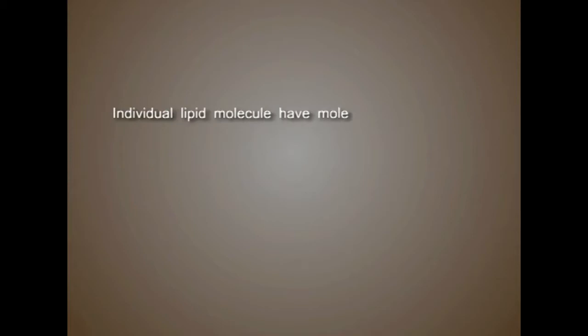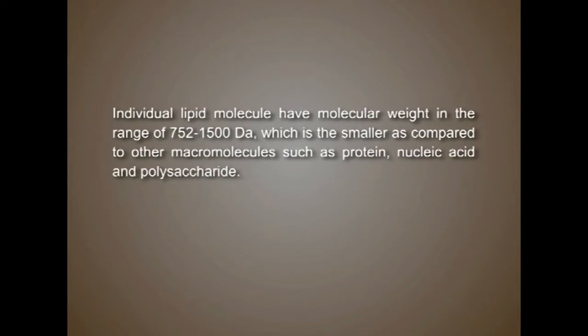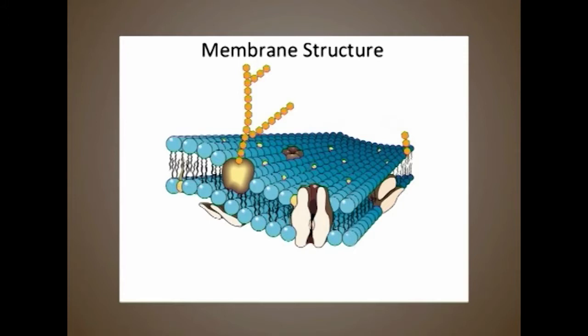Individual lipid molecules have a molecular weight in the range of 750 to 1500 Dalton, which is smaller compared to other macromolecules such as protein, nucleic acid and polysaccharide. Therefore, they are not classified as biomacromolecules. However, many lipid molecules may aggregate non-covalently and form a large structure. For example, cellular membranes are built up from millions of lipid molecules non-covalently. Sometimes they are not considered true biomacromolecules due to the lack of covalent bonding.